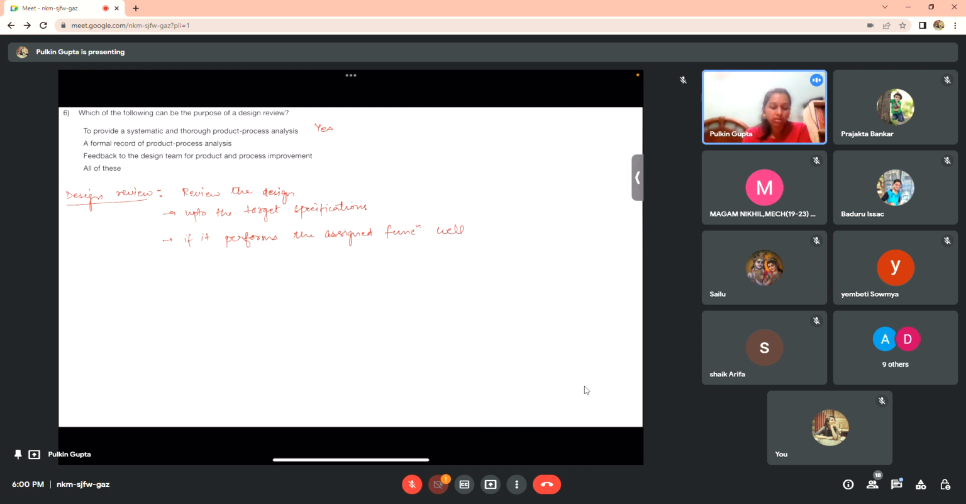Okay. And a formal record of the product process analysis. Yes, every time the analysis is done, a formal record has to be maintained so that in future you can always look back at what were the weaknesses or the strengths of a particular product, and then feedback to the design team for product and process improvement. Yes, if this feedback is not given, how will there be an improvement? The design team cannot improvise on the product and the process without any feedback. So the correct answer is all of these.